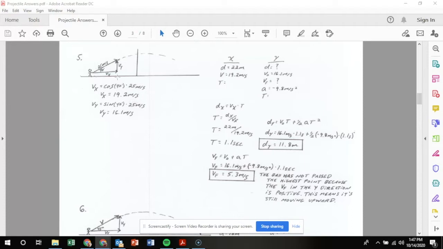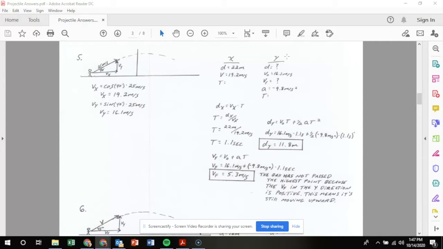The y direction is the opposite side of this triangle, so we're going to use the sine of 40 times the hypotenuse of 25, getting us the initial velocity in the y direction as an upward 16.1 meters per second. So you can see we put our initial velocity in the y, 16.1, here, and our 19.2 meters per second there in our x column.